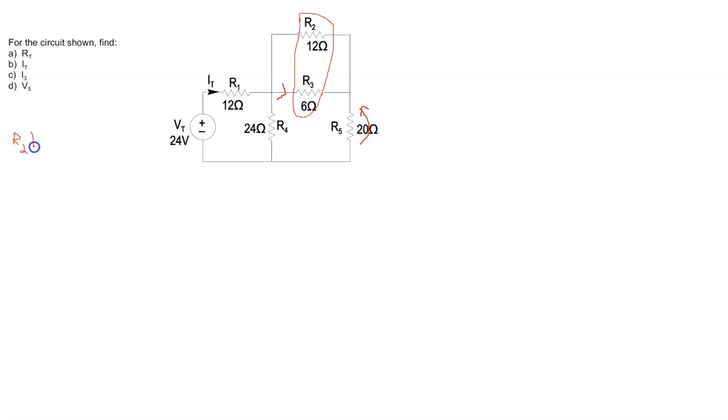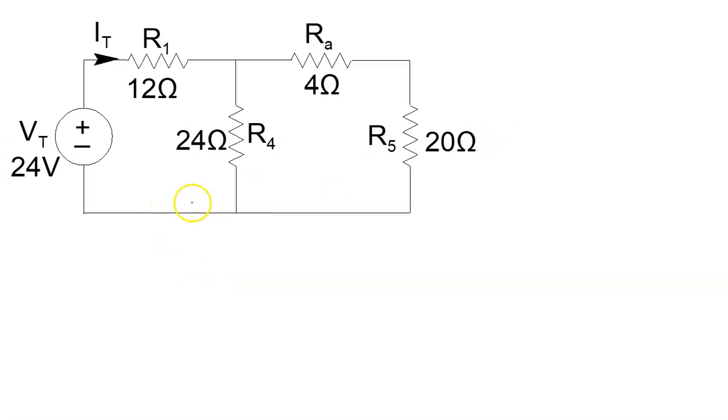R2 parallel with R3. The product over sum says 12 times 6 over 12 plus 6, which is 18, which gives us 72 over 18, or 4 ohms. Okay, so we can't really simplify any more past that, so probably we should redraw. And so I've taken the liberty of having that redrawn. So it looks like this.